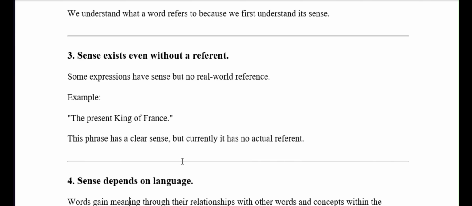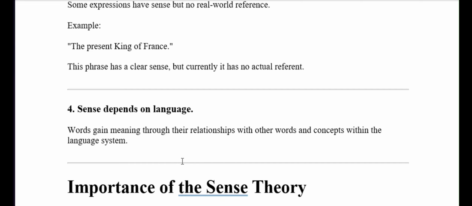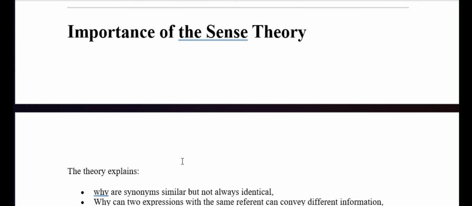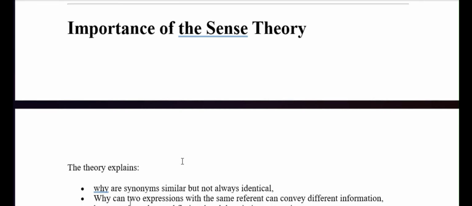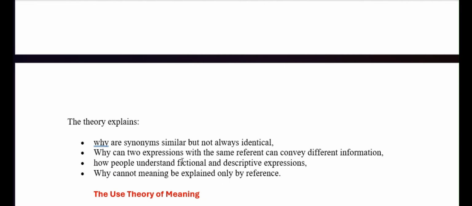Sense depends on the language. Words gain meaning through their relationship between other words and concepts within the language system. Okay, the importance of sense theory. This theory explains why synonyms are similar but not always identical. Why can two expressions with the same referent convey different information?